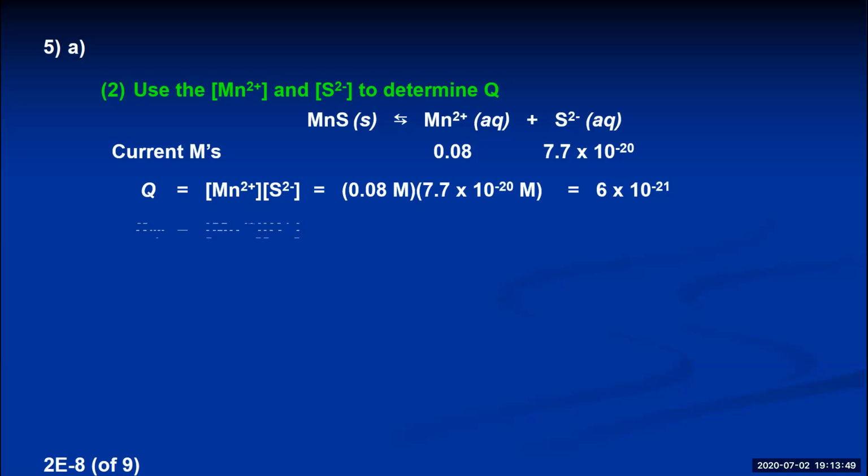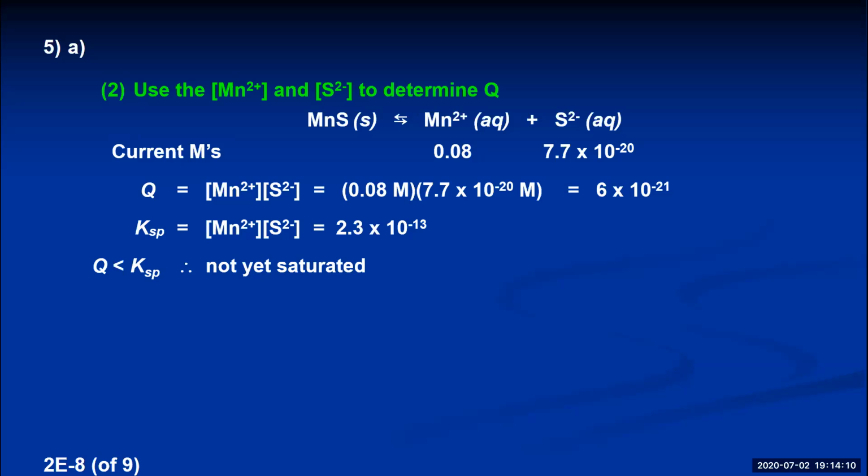This value, and if we look up the Ksp now, we have to look that up because we have to compare the Q value to the Ksp. It was 2.3 times 10 to the minus 13th. So our Q value is smaller than the Ksp. That means the product of the ions don't quite make the solution saturated. So if Q is less than the Ksp, the solution is not yet saturated, therefore no precipitate will form.